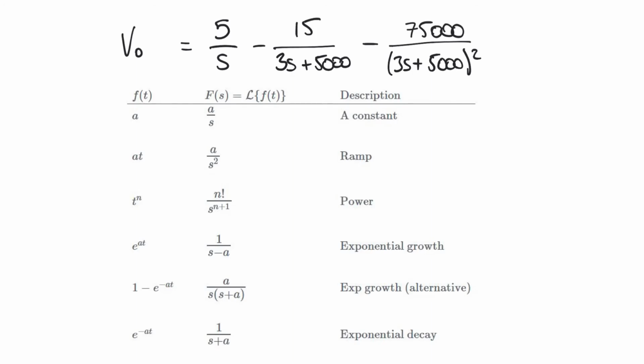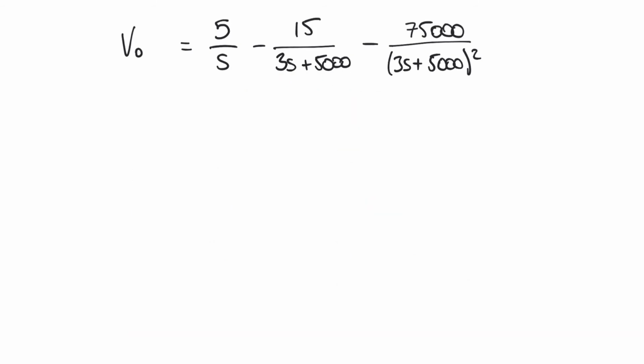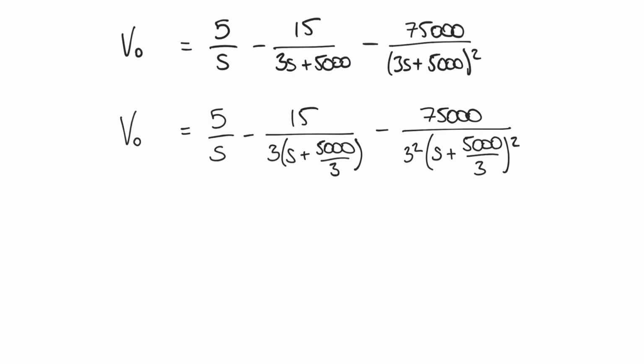In fact, this second term here represents an exponential decay term, but in our table, the s term has no coefficient. It's just s in the table rather than 3s. So what I want to do is take a factor of 3 out of that denominator, and I'm going to write it like this. Rather than 15 over 3s plus 5,000, I've now got 15 over 3 brackets s plus 5,000 over 3. So I've pulled a factor of 3 outside of both of those terms, and I've got that sitting outside the bracket there. Similarly with this last term, I'm going to do something along the same lines.